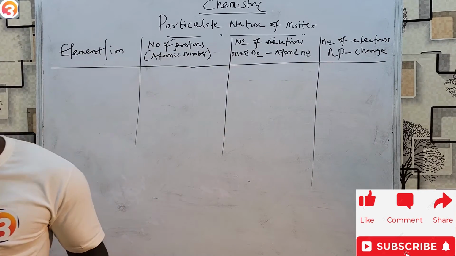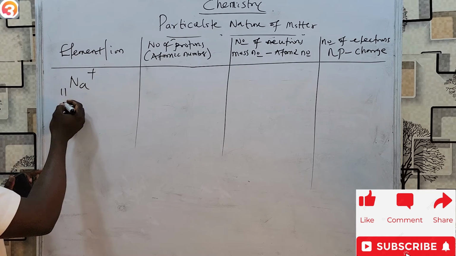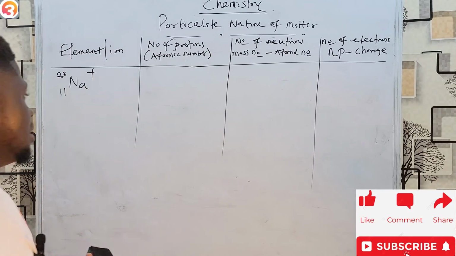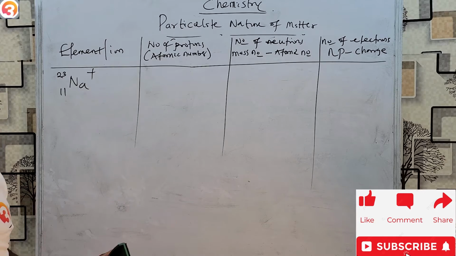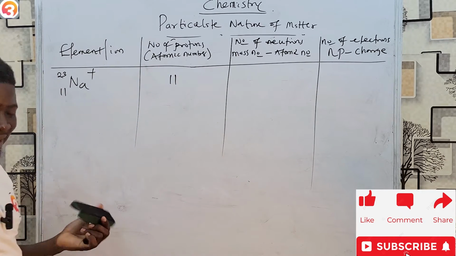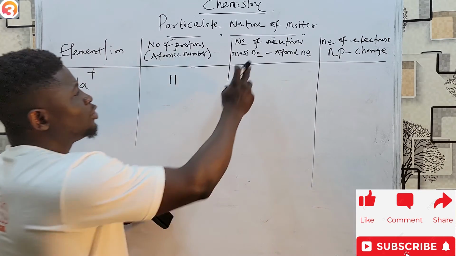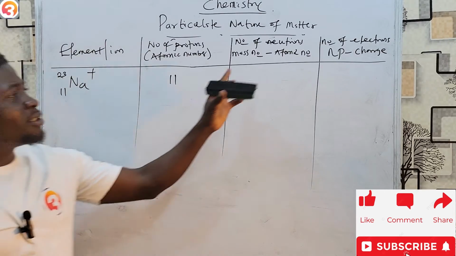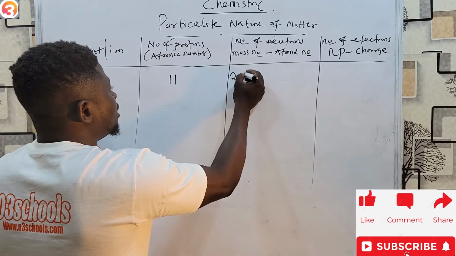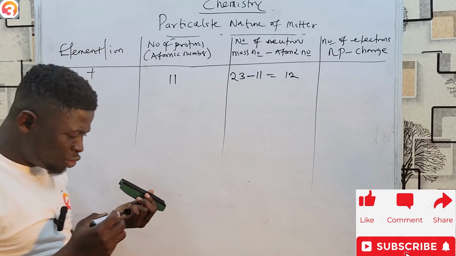So these are the things we are going to look at. And of course, for the first one, we're going to be looking at the sodium atom. Let's look at sodium, Na+, which has an atomic number of 11 and a mass number of 23. So this is the sodium atom. What will be the number of protons here? The number of protons is the atomic number, and the atomic number of sodium here is 11. Now, what about the number of neutrons? The number of neutrons is the mass number minus the atomic number. What is the mass number? 23. What is the atomic number? 11. So 23 minus 11 will be 12. That means the number of neutrons is 12.